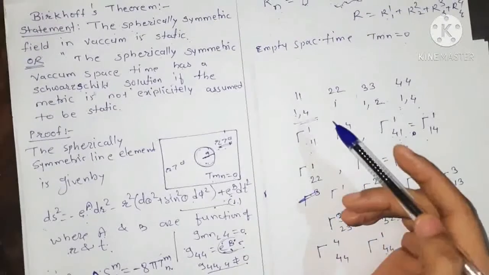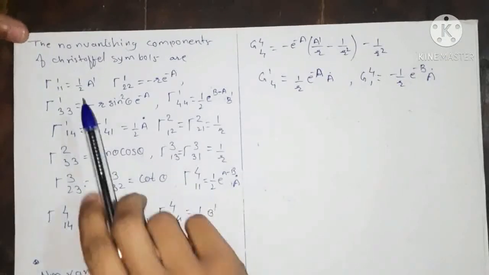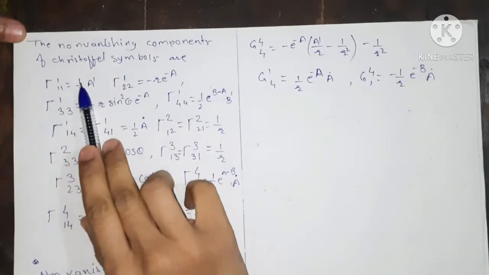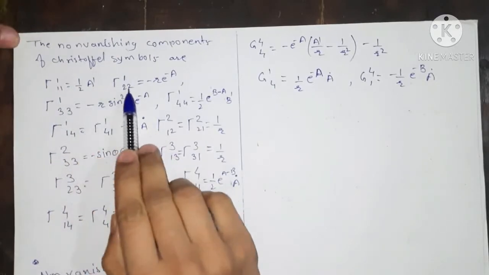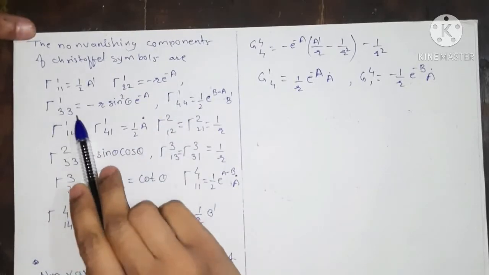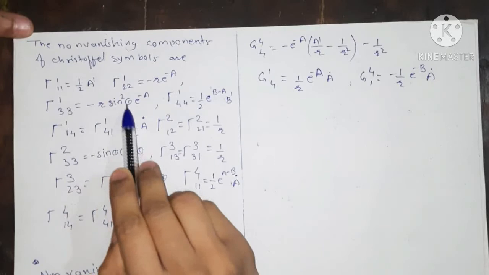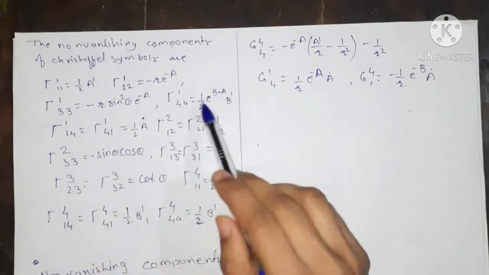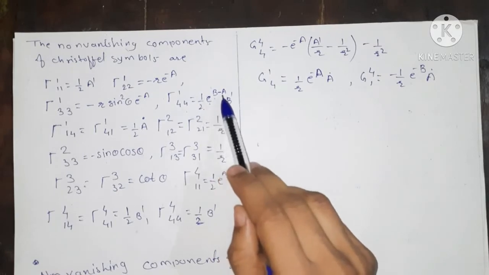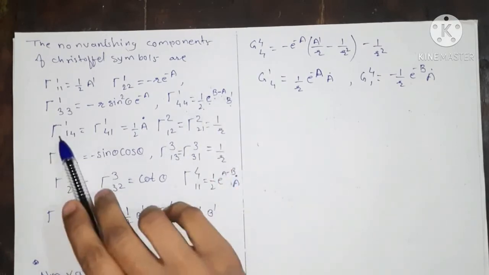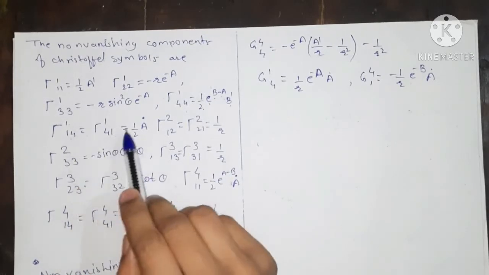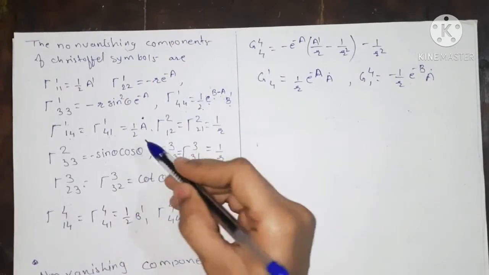Okay, so our non-vanishing components of the Christoffel symbols are given by: gamma of 1 1 1 has the value 1 upon 2 a dash, gamma of 1 2 2 has the value minus r e to the power minus a, gamma of 1 3 3 equals minus r sine square theta e to the power minus a, gamma of 1 4 4 equals 1 upon 2 e to the power b minus a into b dash, gamma of 1 1 4 equals gamma of 1 4 1, both are equal and have the value 1 upon 2 a dot.